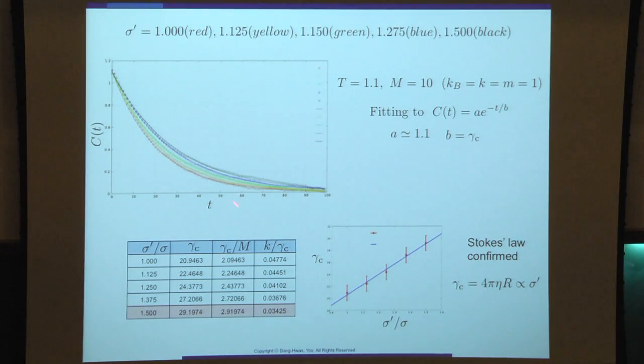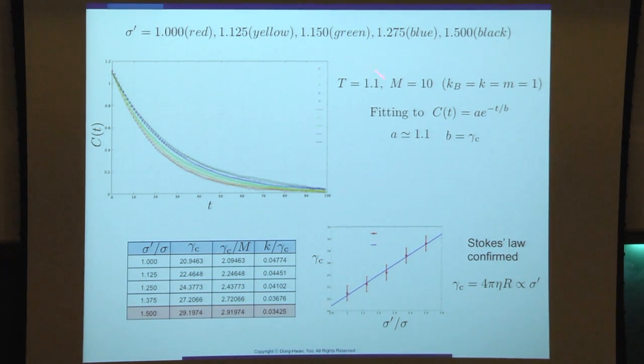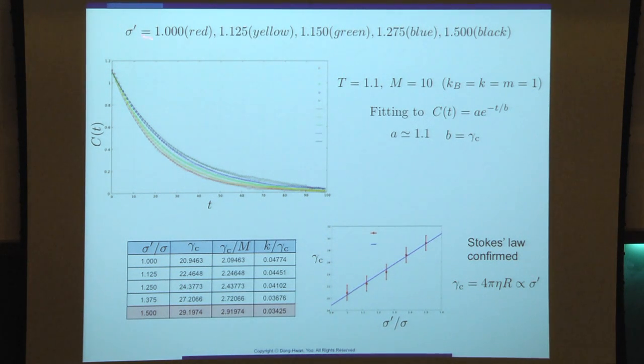This is our simulation data. We increased sigma prime from bottom to top, and we used temperature 1.1. This is also the optimal temperature, the value used for water in the previous MD simulation for water. We fit this one, and A is the initial value. For temperature T, 1.1 agrees well with this value, and B is supposed to be the expected gamma C.